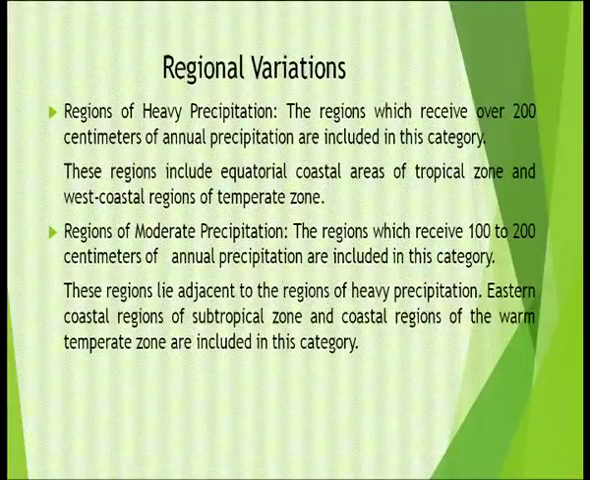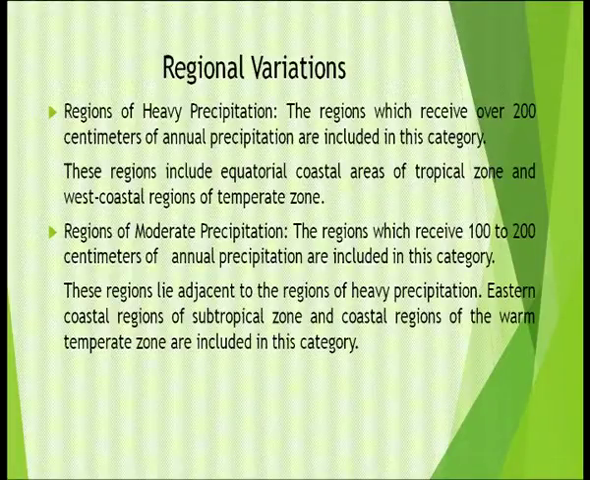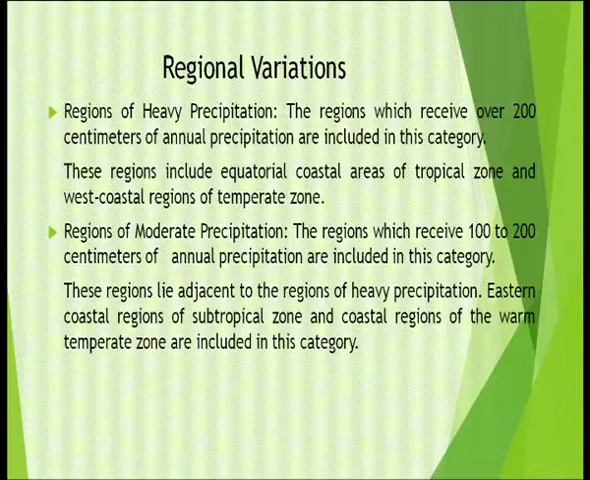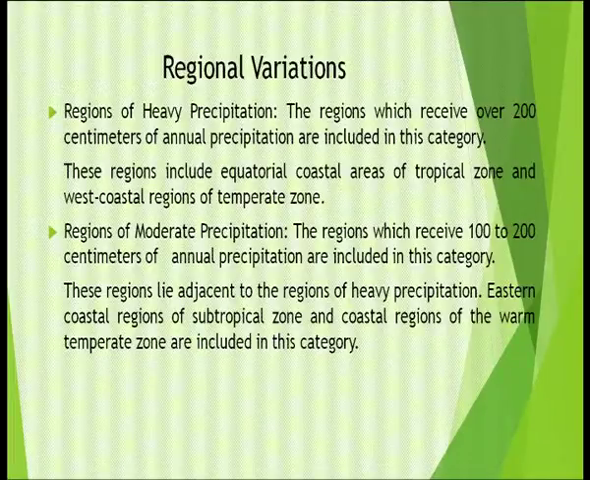What are the regional variations? Regions of heavy precipitation are the regions which receive more than 200 centimeters of annual precipitation, and they are in this category. These regions include equatorial coastal areas of tropical zone and the west coastal regions of temperate zone.